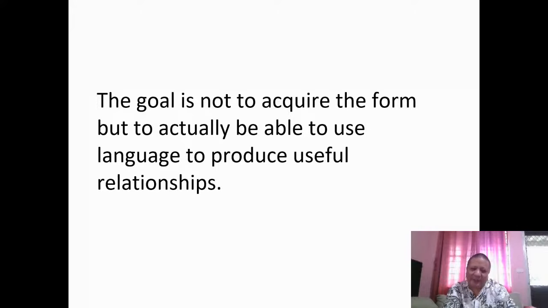So in CLT, the goal is not to acquire the form, but to actually be able to use language to produce useful relationships. That's why you can even use the first language as a bridge. This is especially true, class, if the people you are talking with are also familiar with your first language. So for example, you're talking with your teacher in English. Your teacher also knows Tagalog. And so you're able to use Tagalog words and your teacher is able to try to translate them in English.